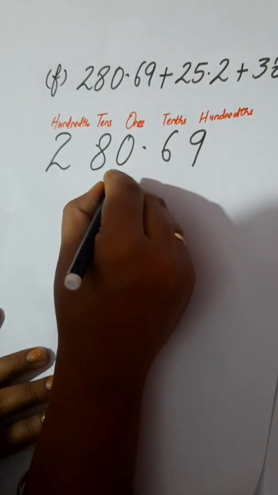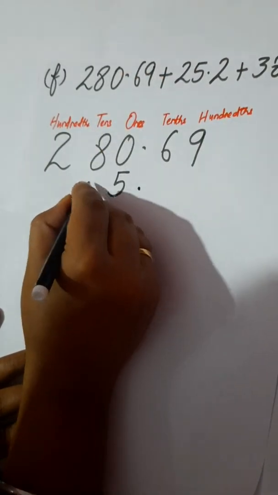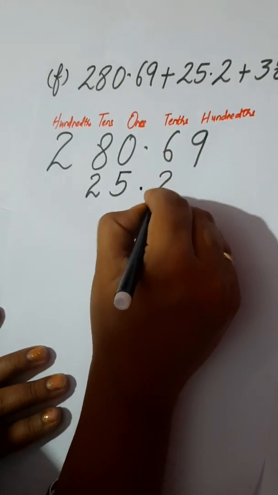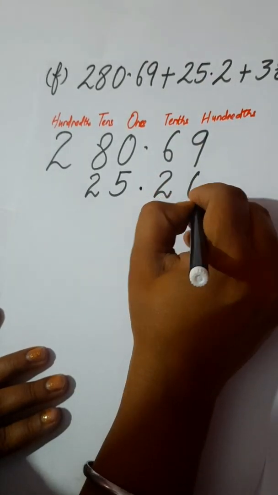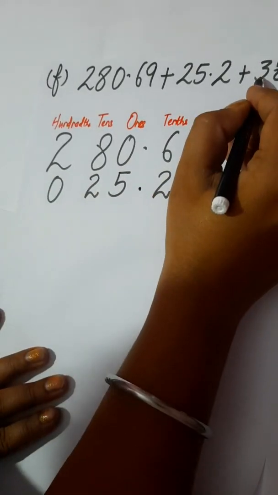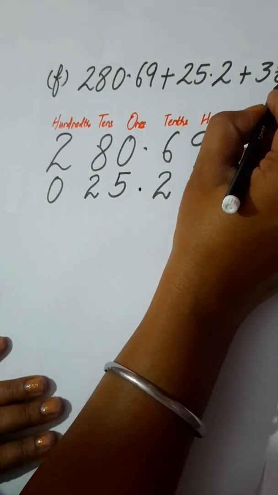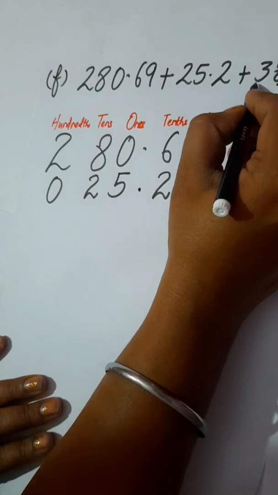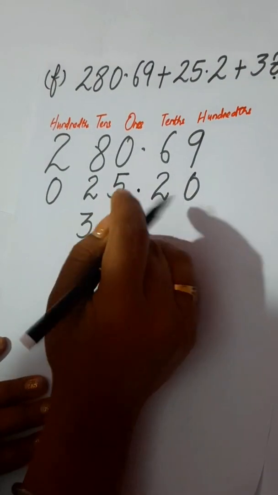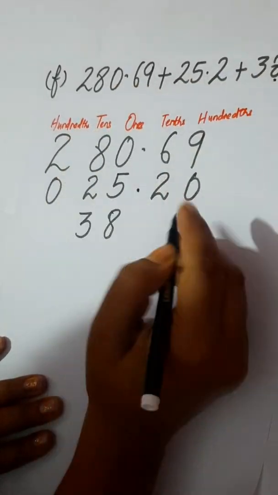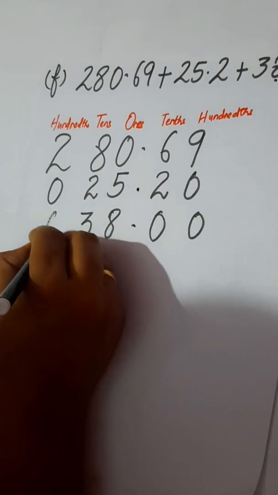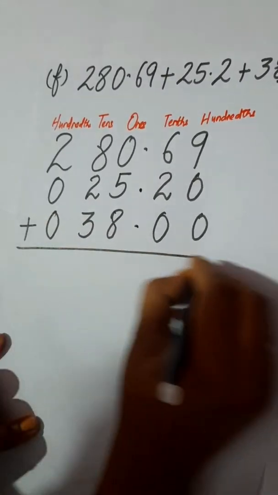Now this 5 is at ones place, this 2 is at tens place, and this 2 is at tenth place, so put 0 below the hundredths and below this. Now next we have 38. This 8 is at ones place and this 3 is at tens place, so you will write 8 below ones, 3 below tens, and below the hundredths put 0.